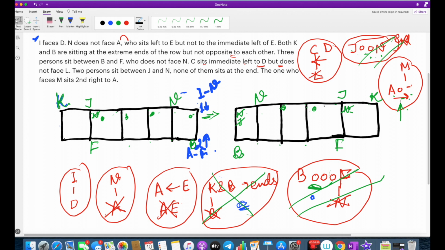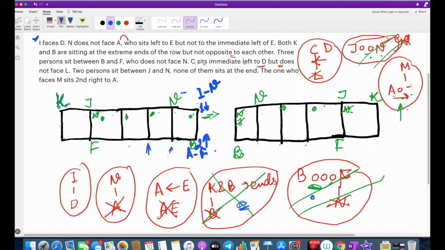Okay. Now, you cannot place A here. Why? Because A sits to the left of E and not immediate left. A sits to the left of E, but in the left you have B. No place for E.